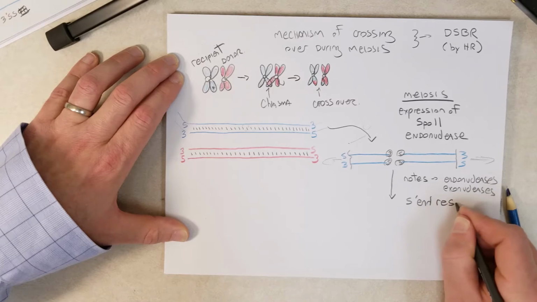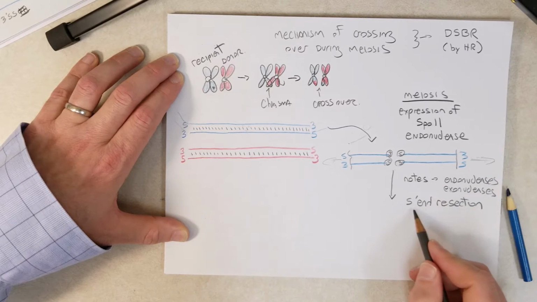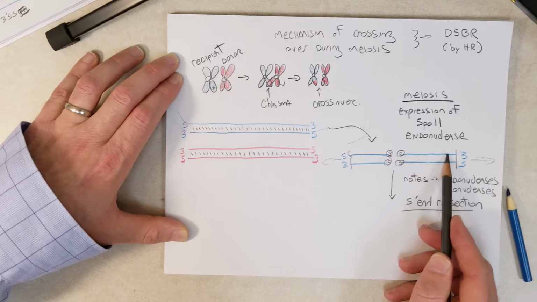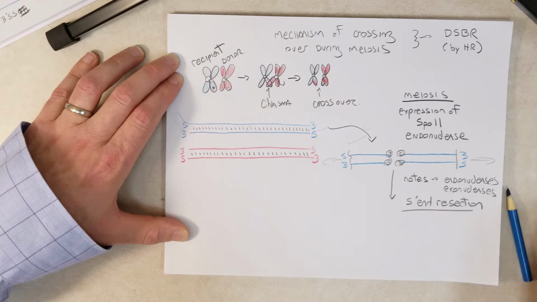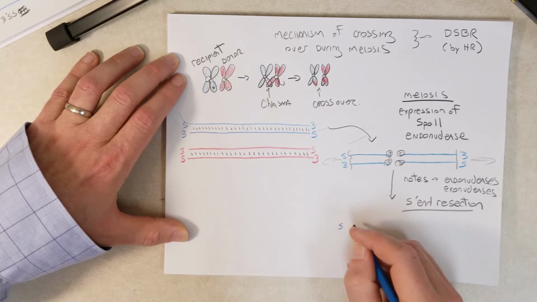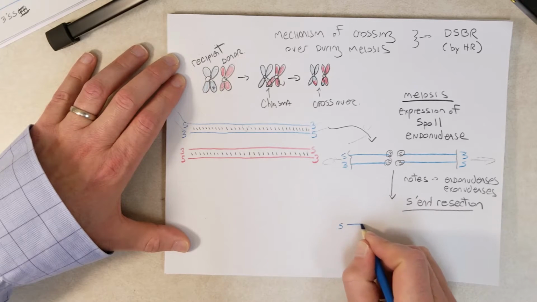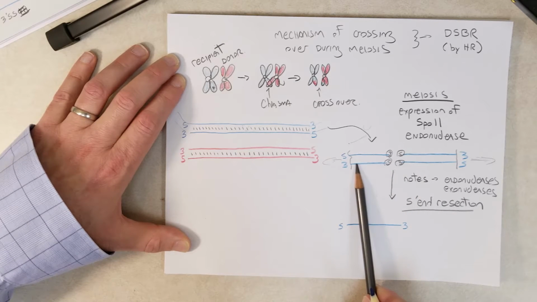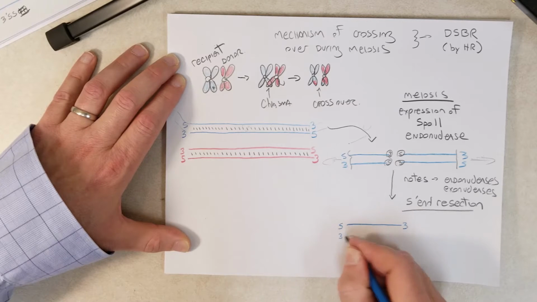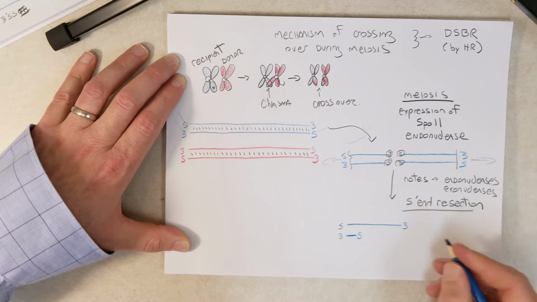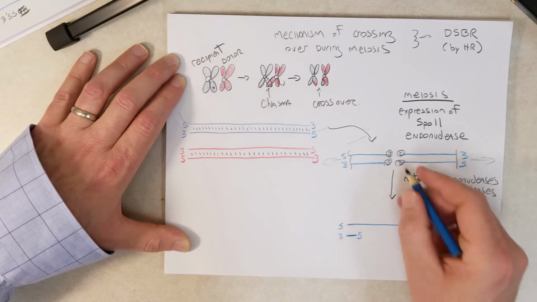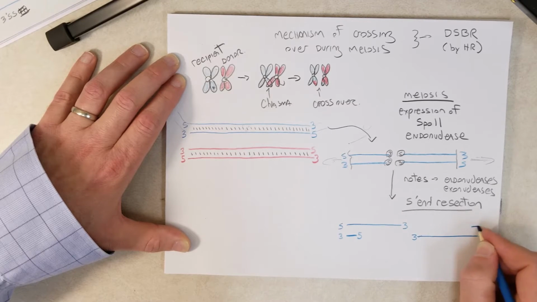end resection. I don't know who came up with this word, but it's just a fancy way of saying that these 5' ends get chewed away. So we're left with 3' overhangs, relatively long 3' single-stranded overhangs. This 5' end right here is going to be lost, trimmed away, resected. I don't like that word, resected, but that's what it's called. Same thing for this one over here. There's the 3' end, that stays. And then this 5' end, oh, it's nice and short.